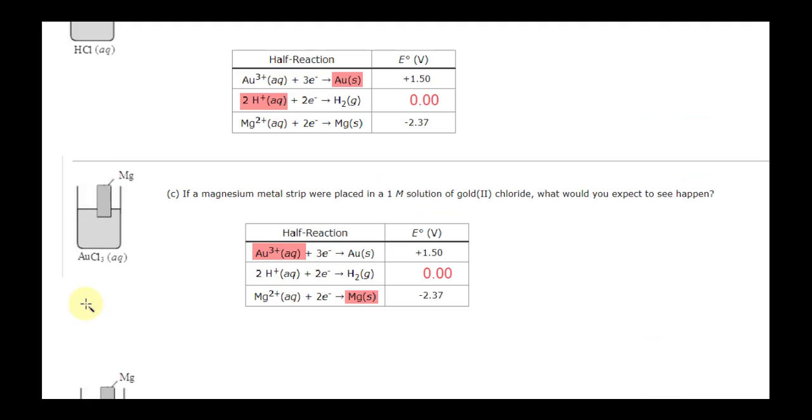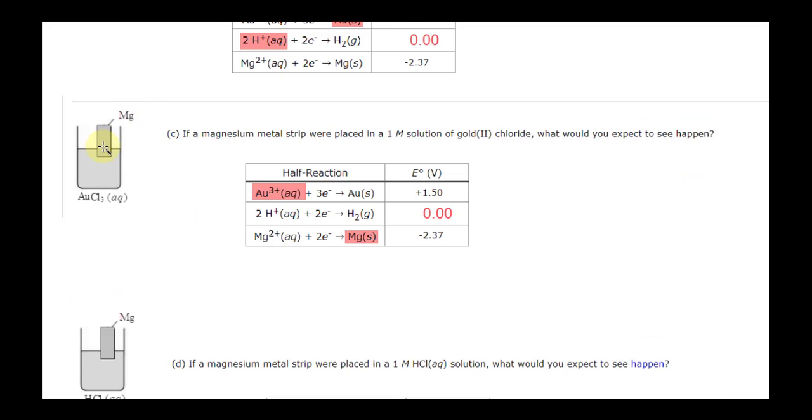Very light yellow, and let's go to our problem. Magnesium metal, not good at holding electrons. Here we've got gold 3+, which is extremely good at pulling electrons. It was at the top of the chart, so it will be able to pull electrons off this magnesium, which can't hold them on very well.